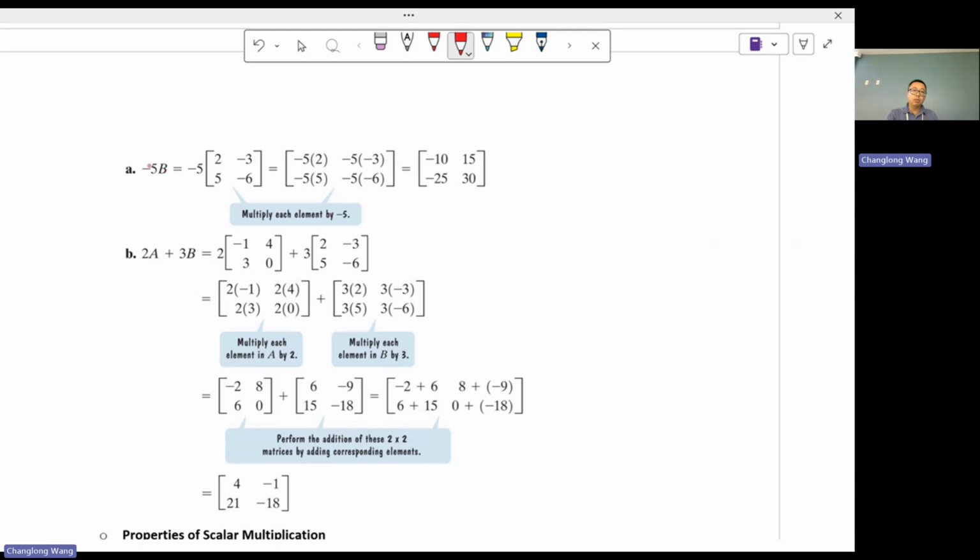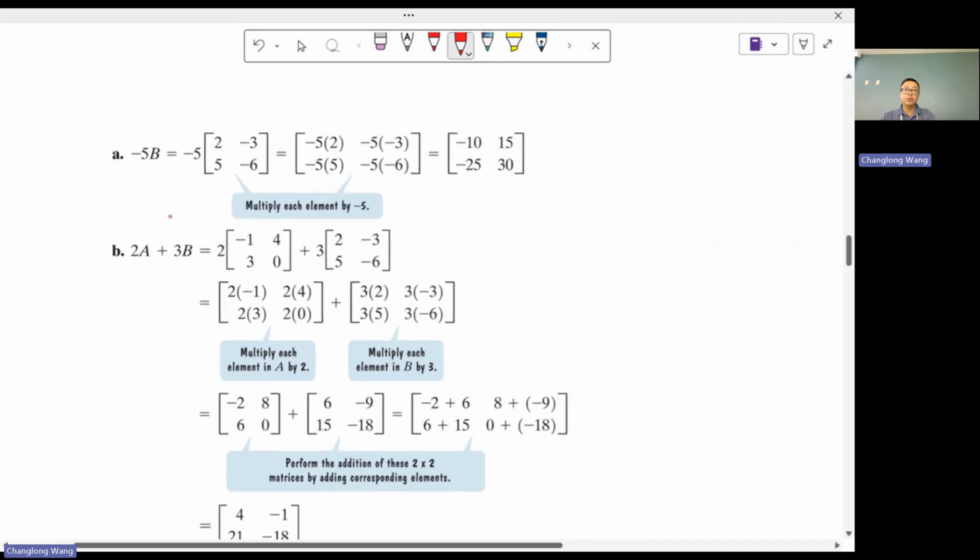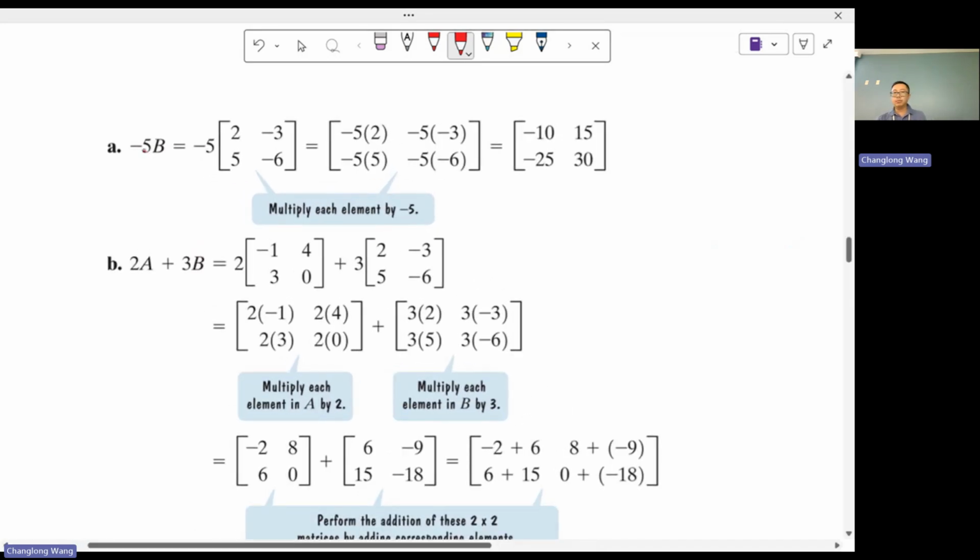You know that the multiplication could be omitted. But sometimes you might see a dot, but you don't need to. So it means that you are doing what we call a scalar multiplication between the number -5, which is a scalar, and a matrix B. Matrix B is 2 by 2. So you just go ahead and multiply every single entry in the matrix B with -5, and then you get the result. It's that simple.